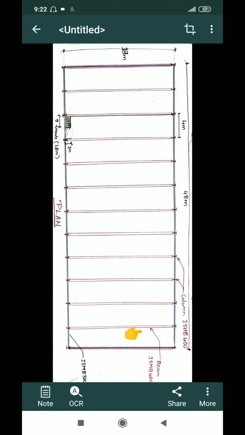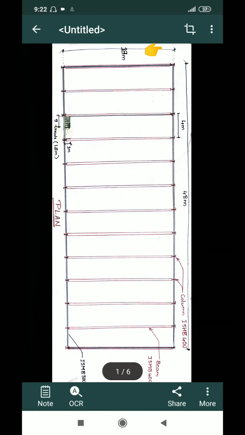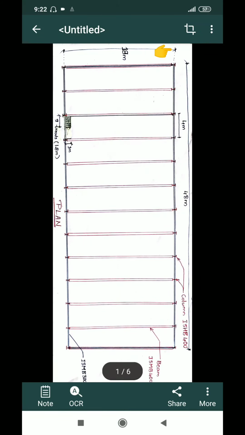So for your syllabus it is mentioned that you have to plan a building of dimension 18 meter by 48 meter. So we are designing an industrial steel structure with a span of 18 meter and a total length of 48 meter, and the entrance for the structure might be on either side. Yes, it's better to keep it on this side.